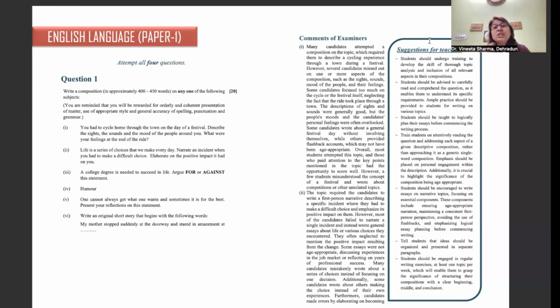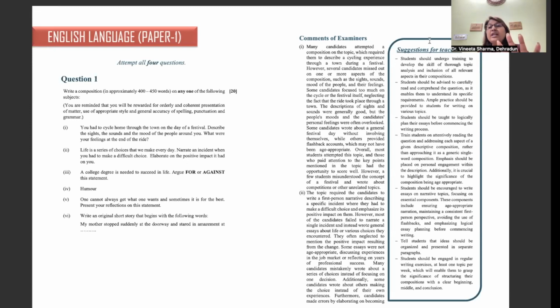Okay, now see, look at the comments of the examiners, what they say. First, about the first topic, many candidates attempted a composition on the topic which required them to describe a cycling experience through a town during a festival. However, several candidates missed out on one or more aspects of the composition, such as sight, sound, mood of the people, and their feelings. So 4 things have been asked. Now what happens? See, the child has written a lot about the sight, but very less about sound. So you are not going to get all 4 in 4 about the sound.